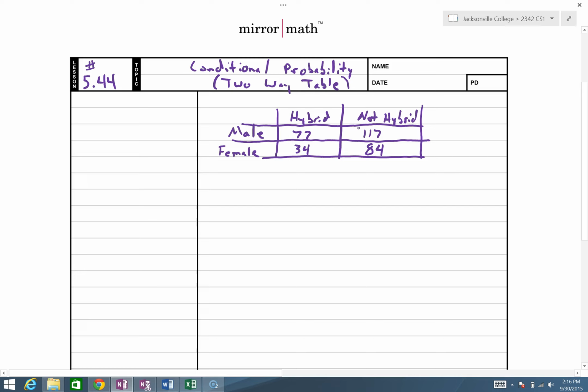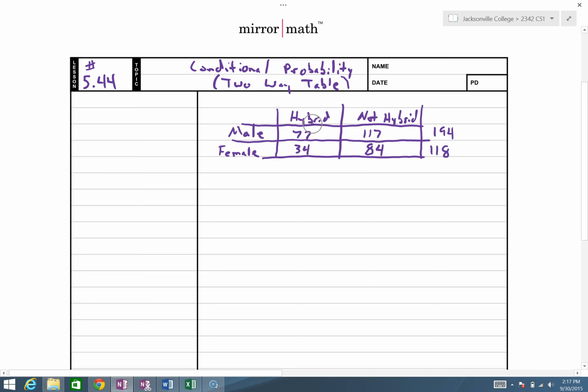Okay. The first thing we're going to look at are what's called the marginal distributions. In the margins, we're going to write the totals. I'm going to add my total number of males, and it's going to come in this cell right here. So 77 and 117 is a total of 194. This number is the total number of males. 34 plus 84, that is 118. That's the total number of females.